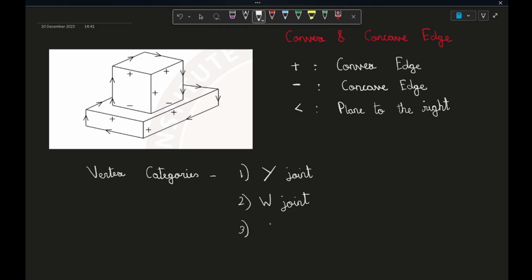Then there's, I think, the T joint, and then there's the L joint. Am I correct? Yes. TWYL, I remember it like that. So this one is the L joint, right? This one is also an L joint, again just rotated counterclockwise. And what can be an example of a T joint?